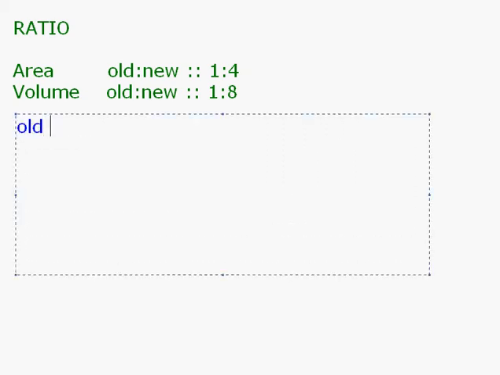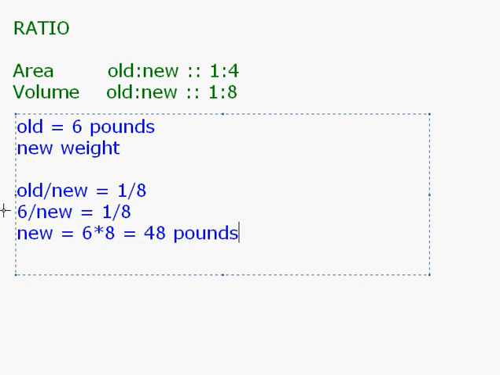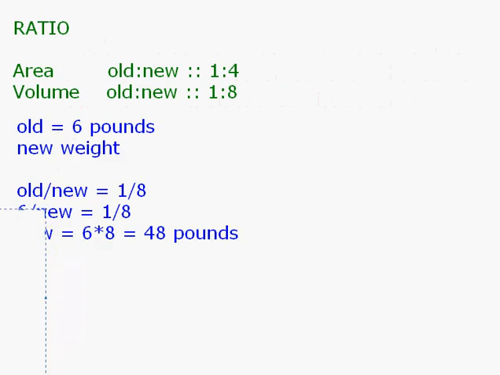Now it is given that old is equal to 6 pounds. Now how to compare weight? Weight cannot be compared with area, because weight depends upon the volume. So for the new weight, we'll use the ratio of volume, so old upon new is equal to 1 upon 8. We know the old weight, that is 6 pounds. 6 upon new will be 1 upon 8. So new will be equal to 6 times 8, that is equal to 48. So 48 pounds will be the weight of the new cube. Here you can see 48 is also option A, so 48 is correct.